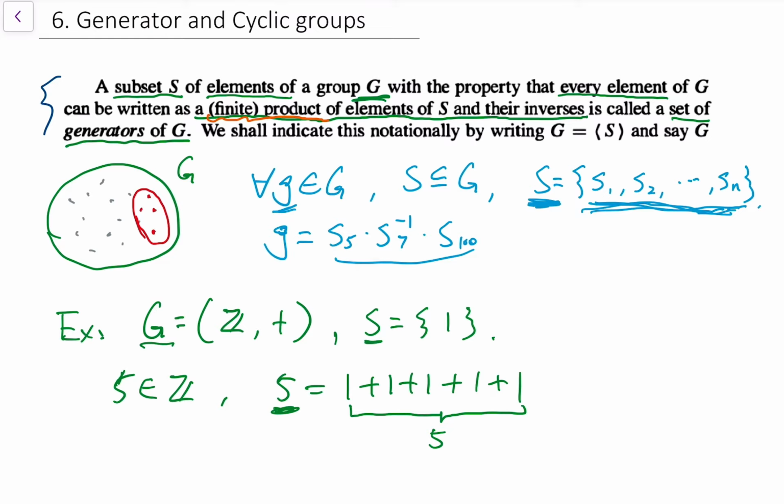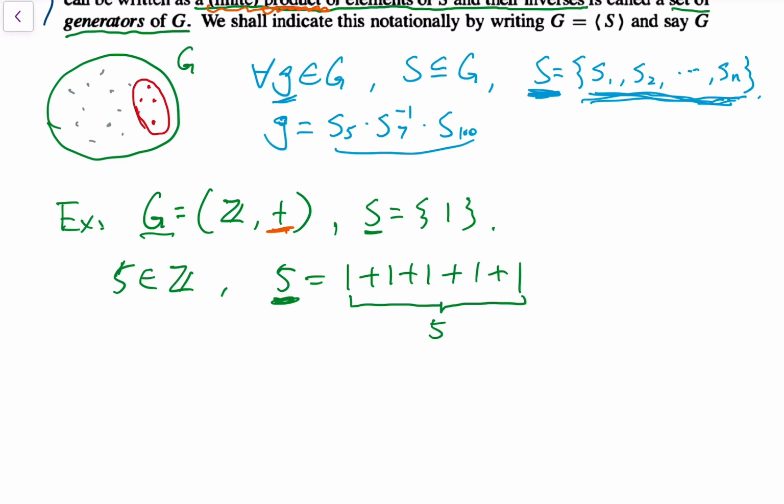But here the product does not necessarily mean the multiplication. It just means the operation you are using in the group. So because we are using addition in this group, the product here just means the addition. Okay. Then we can also check the negative number, -3, and -3 actually equals -1 plus -1 plus -1.